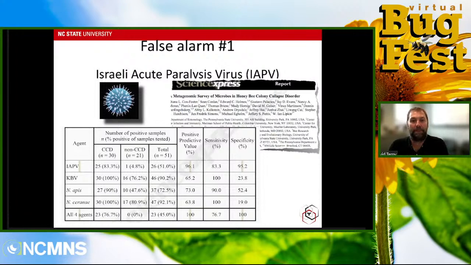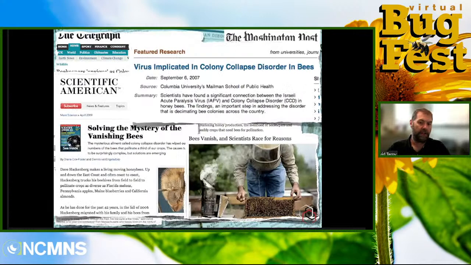So the first example of when the media took hold of a study and tied a bow on the colony collapse disorder story, saying we've now found the reason why all of the bees are dying, was a study that suggested that one particular virus, Israeli acute paralysis virus, was very strongly associated with colonies that were collapsing, but not with colonies that were not collapsing. As a result, there was a huge snowball of media reports saying that we pretty much found the problem.